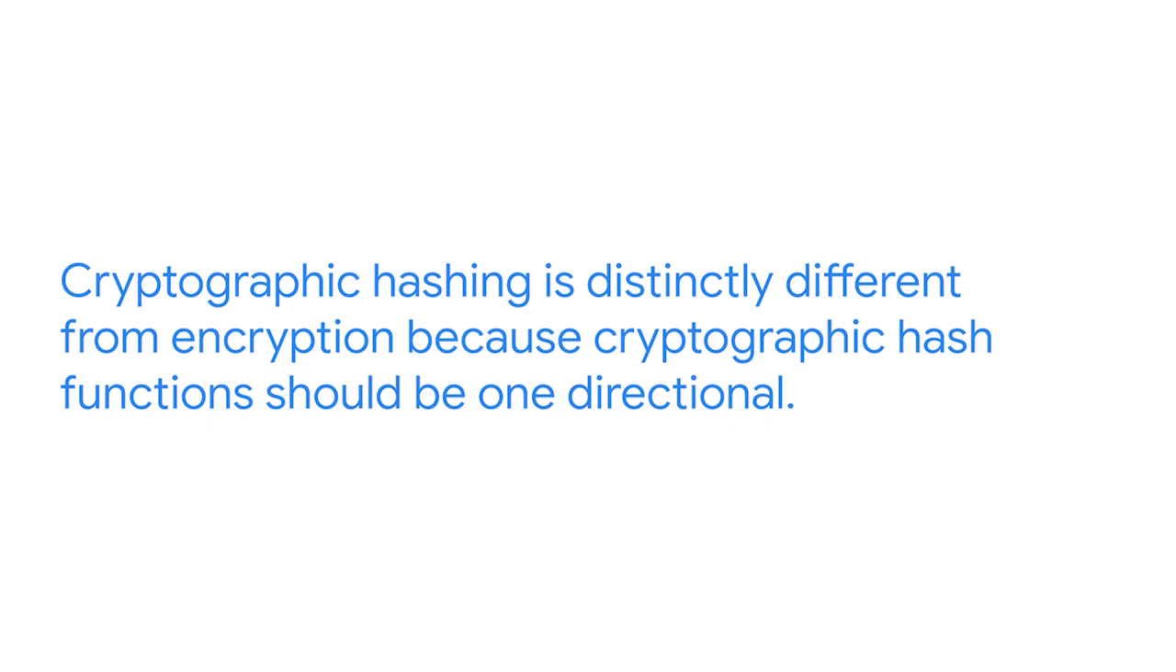We're primarily concerned with cryptographic hash functions, which are used for various applications like authentication, message integrity, fingerprinting, data corruption detection, and digital signatures. Cryptographic hashing is distinctly different from encryption because cryptographic hash functions should be one-directional. They're similar in that you can input plain text into the hash function and get output that's unintelligible, but you can't take the hash output and recover the plain text.